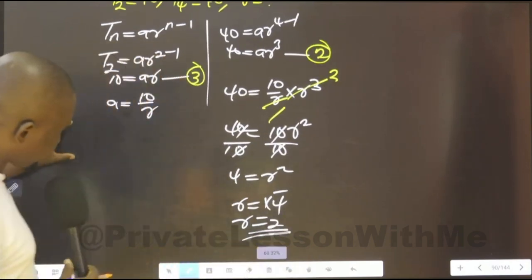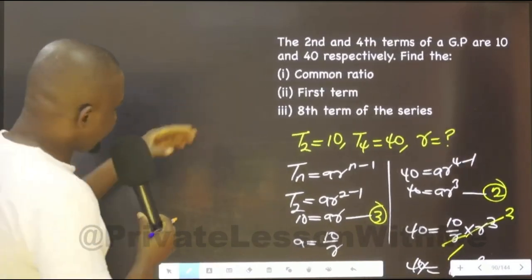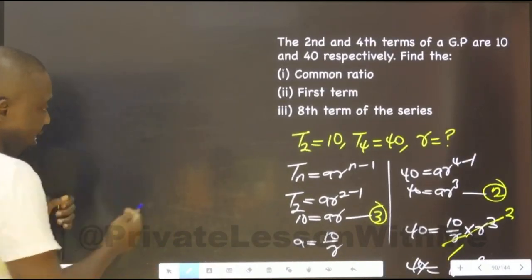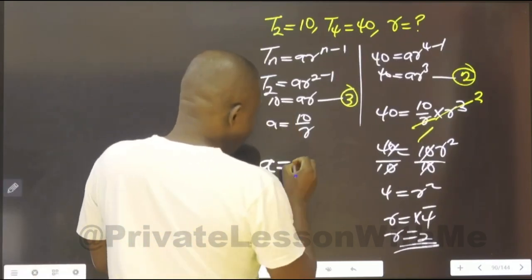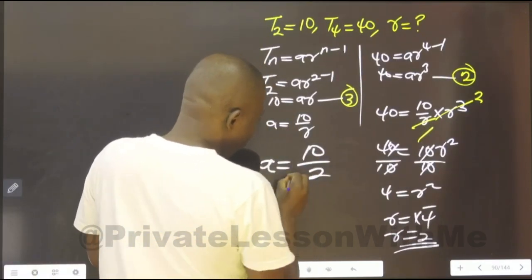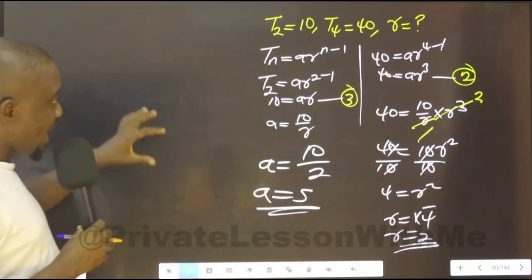Okay? Now that we have the common ratio, we can find the first term. The first term is a. So we can come back here to find a. a is 10 over r, which is 2, which is 5. So it means a is 5.